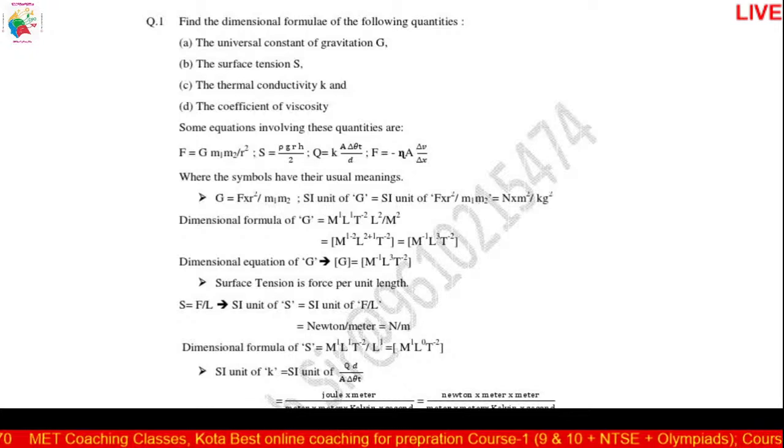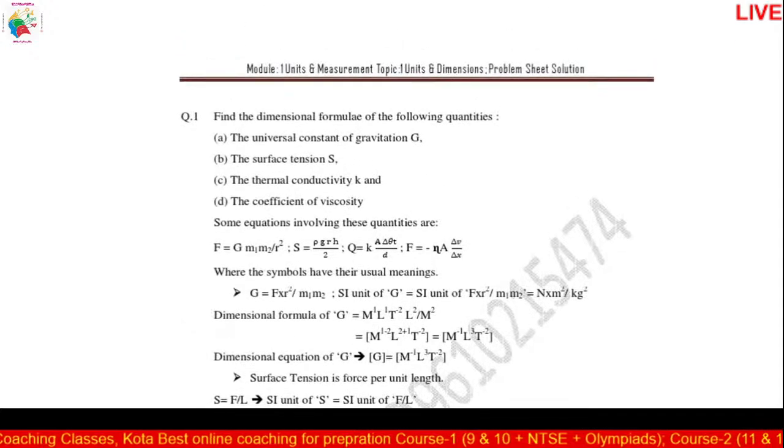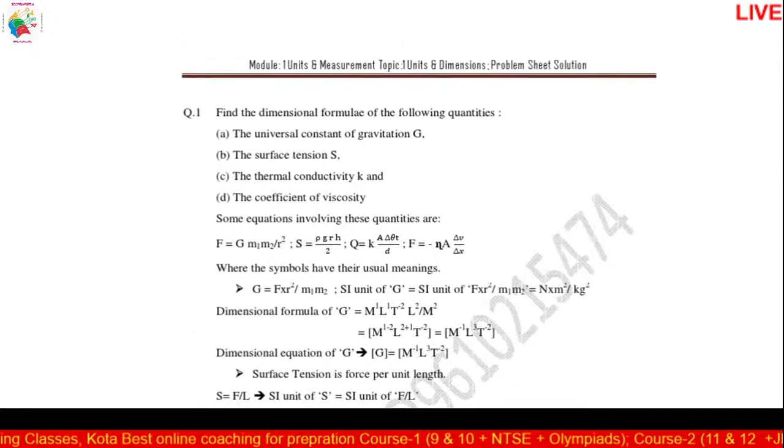Here we need to determine the dimensional equation for G, the gravitational constant, then surface tension, then thermal conductivity, and the viscosity. Okay, so we have formulas. These formulas are given in the question. So the first formula is for gravitational force.